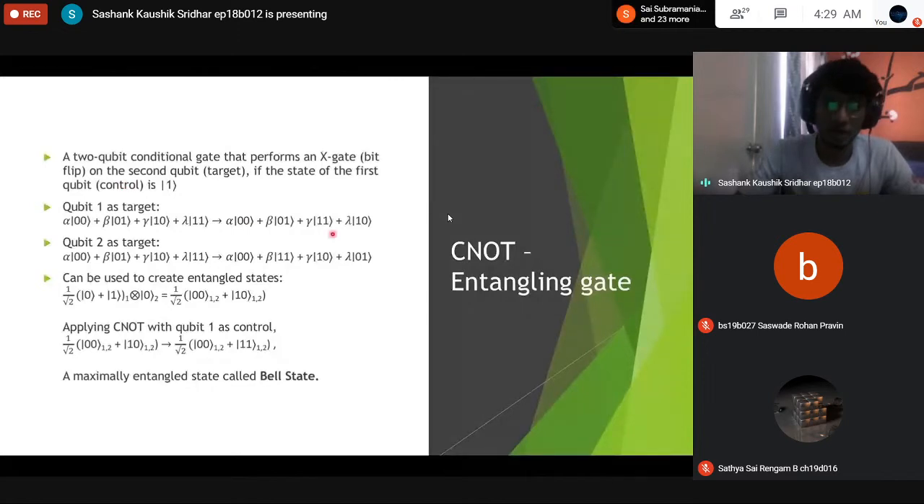Right? Qubit 1 is the target. This is what happens: you have this flip from 1 0 1 1 to 1 1 1 0. Whereas if qubit 2 is the target, you have 0 1 1 1 to 1 1 0. All right. So we can use this gate very well. It's called the entangling gate because you can use it to create entangled states, right?